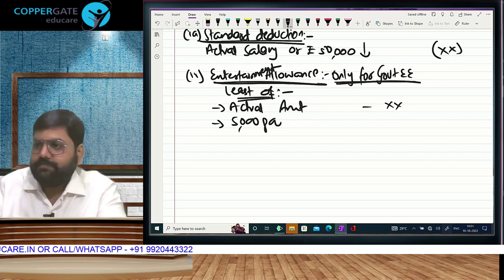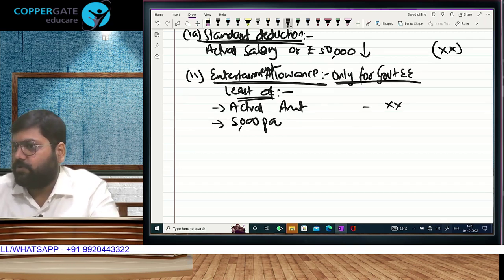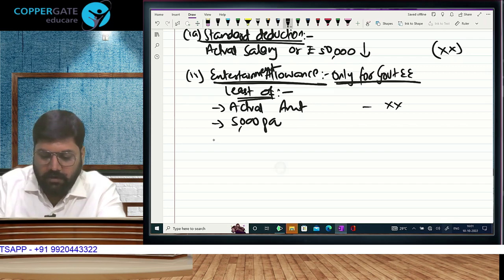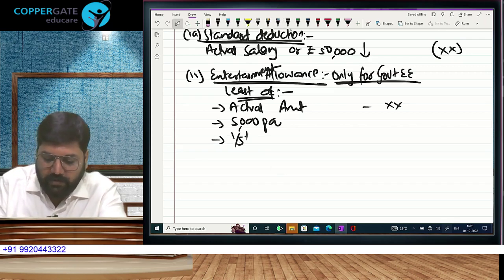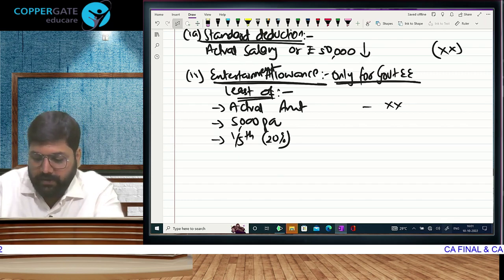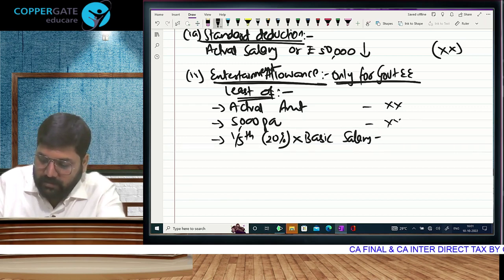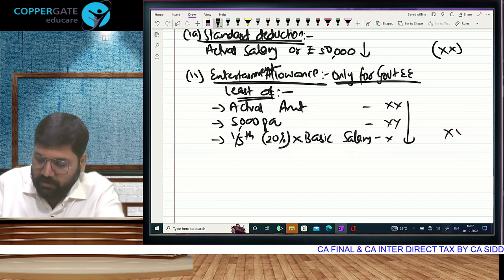Second, 5,000 per annum. So if actual is 10,000, it will be restricted to 5,000. Third, 1/5. Do you understand 1/5 is same as 20%? 20% of your basic salary. Out of A, B and C, whichever is lowest will become your deduction.